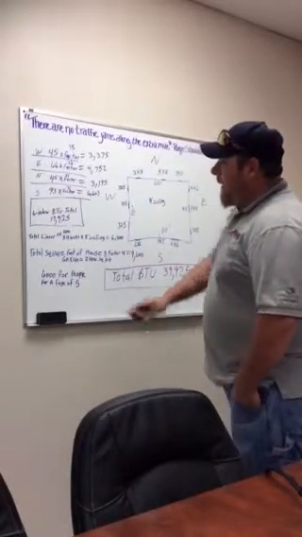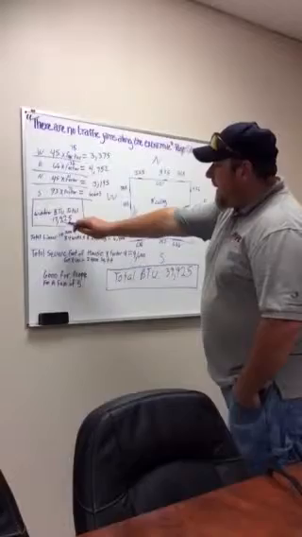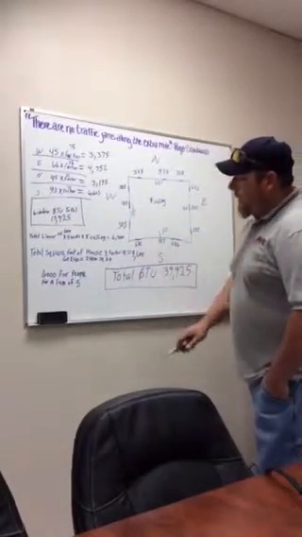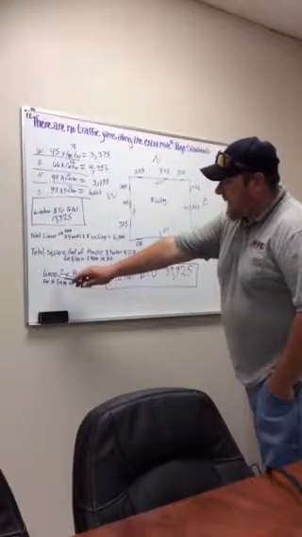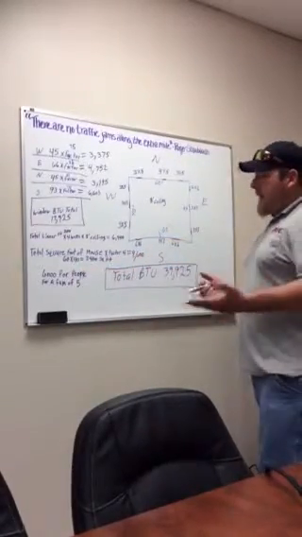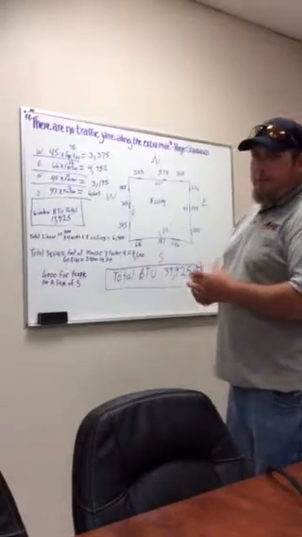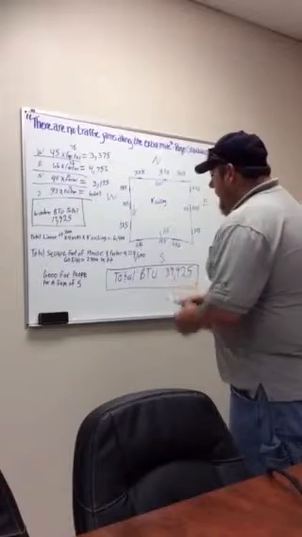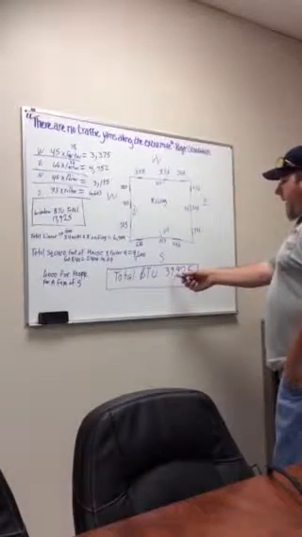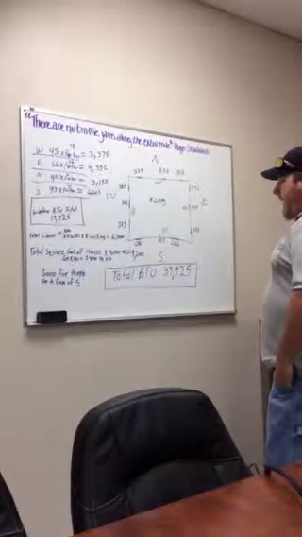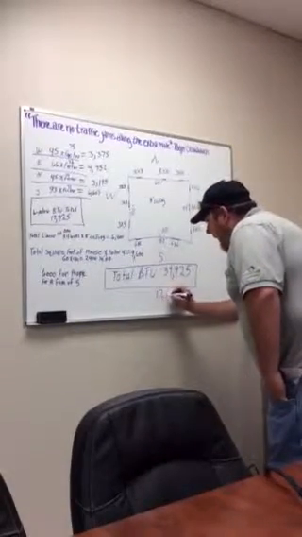Then what we want to do is add these BTUs with these and with these. And then we're going to add 6,000 BTUs for people. A family of 5 is roughly about 1,000 BTUs per person. So that gave us a total BTU count of 39,925.